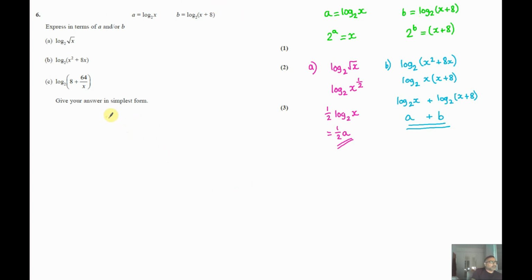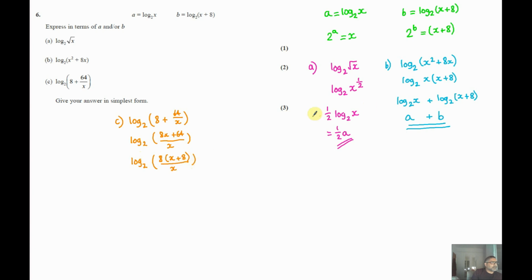And finally, part C, I want log to base 2 of 8 plus 64 over x. Let's rewrite this to make it a little bit neater. So that will be 8x plus 64 over x. And if we rewrite that again, you can factorize out there. So log to base 2 of 8 bracket x plus 8 over x.